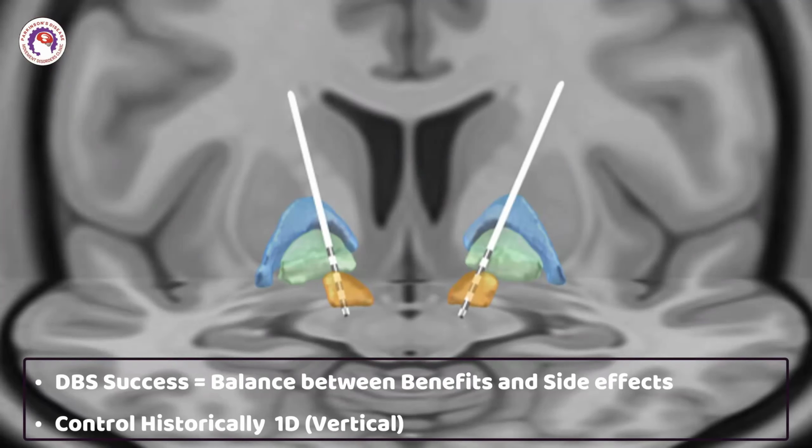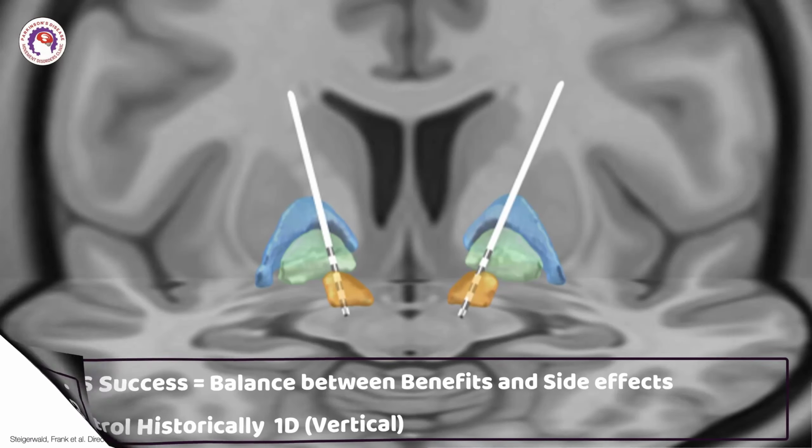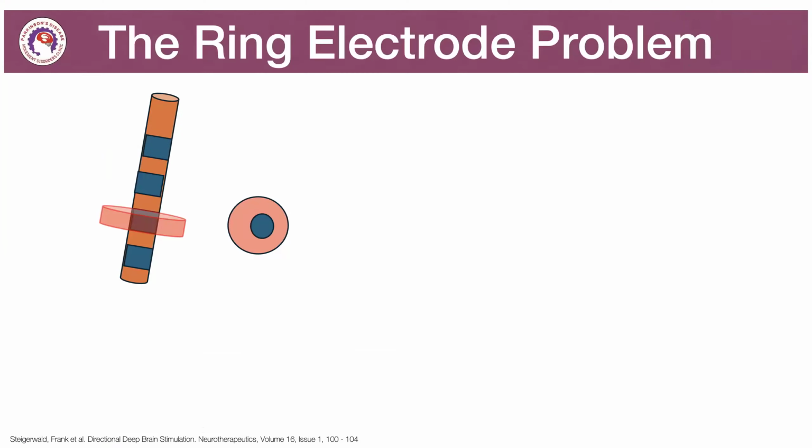If you see this, there are four contacts. The only thing we can move is up and down, that is along the Z axis. So the control historically has been only in one plane, that is 1D, one vertical. It has its own benefits, but it has its own limitations.